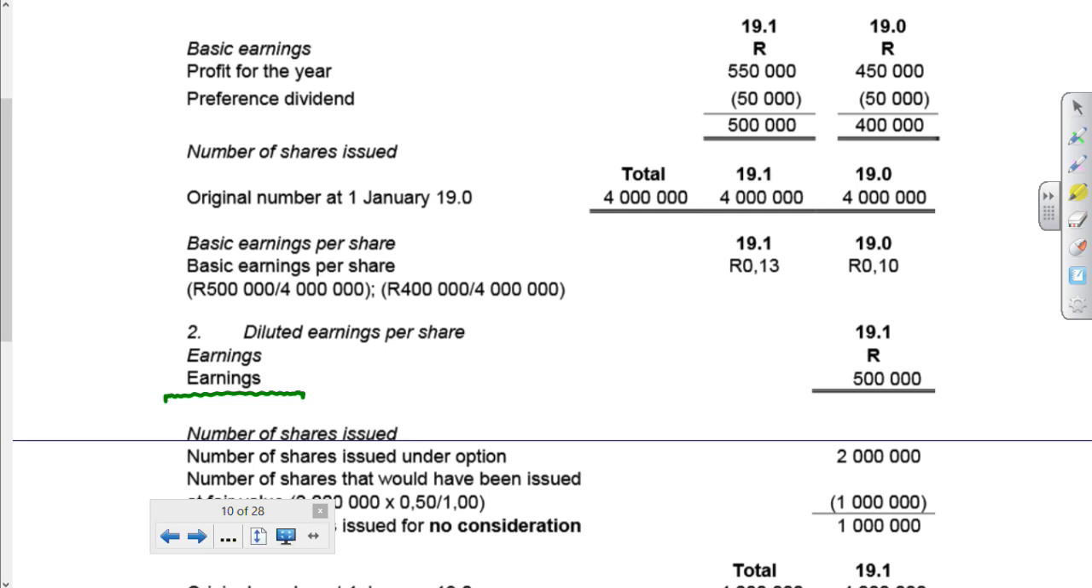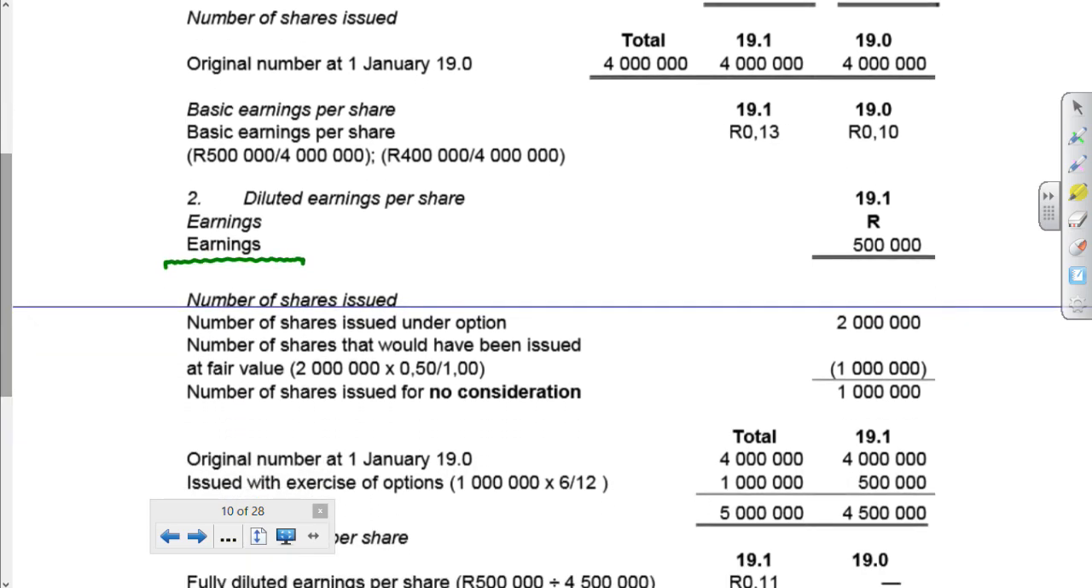So for you, the only adjustment we would make is the number of shares, and the adjustment that we would make is the 1 million shares. And for the current year, because of the 6-month story, we will only adjust 500,000. Yeah? All right. So predominantly, those are the 3 that get asked all the time.